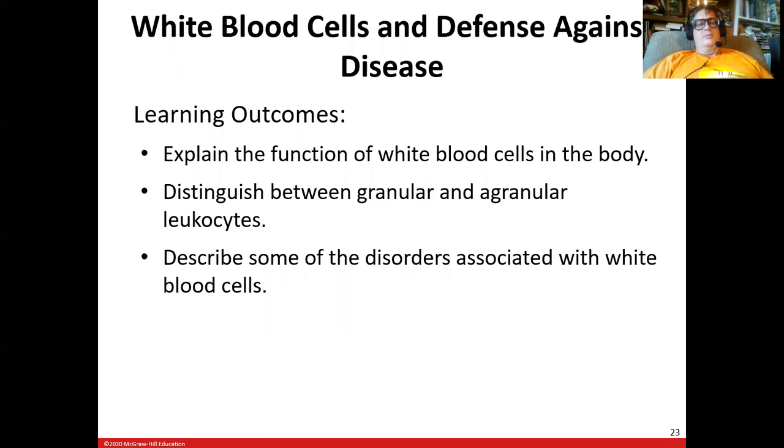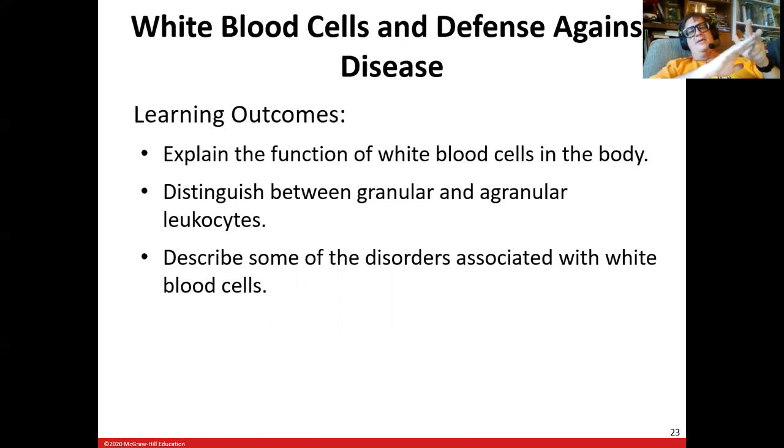So we're going to talk about the white blood cells. And I'll tell you right now, what you want to know is the acronym Never Let Monkeys Eat Bananas. That's neutrophils, lymphocytes, monocytes, eosinophils, basophils. Never, neutrophil; let, lymphocyte; monkeys, monocytes.